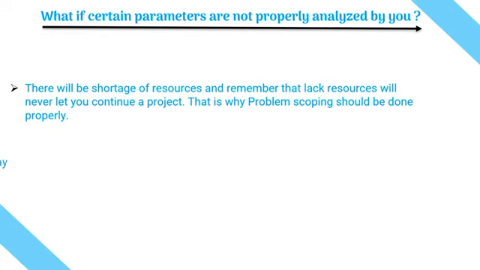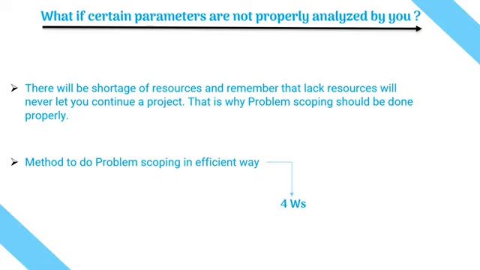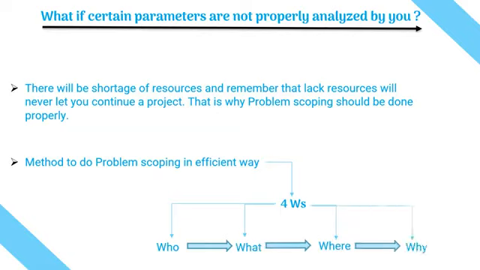And guess what? We have a method to do problem scoping in a correct and efficient way. We call this the 4 W's of problem scoping or the 4 W's canvas. Let's see what these 4 W's are. These 4 W's stand for who, what, where and why.